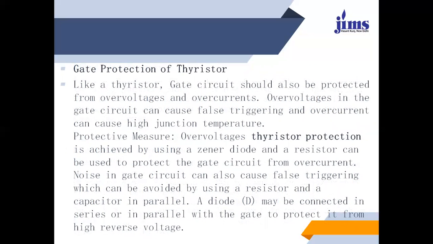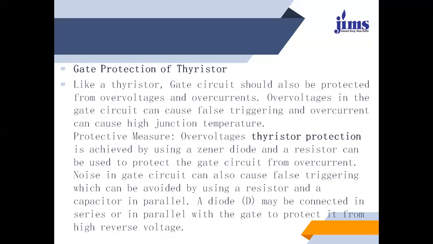Next will be the gate protection of the thyristor. Like the thyristor, gate circuits should also be protected from overvoltages and overcurrent. Overvoltages in the gate circuit can cause false triggering, and overcurrent causes high junction temperature.